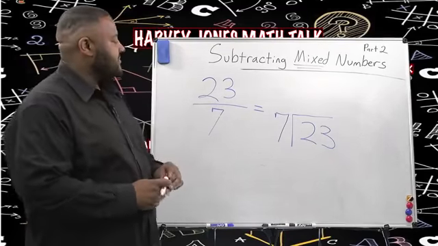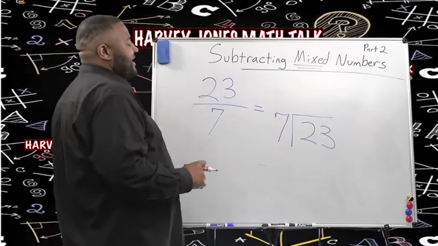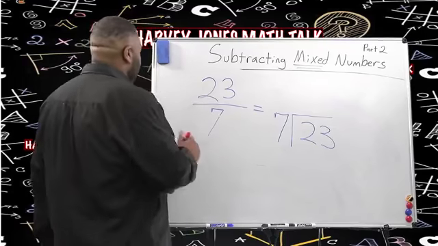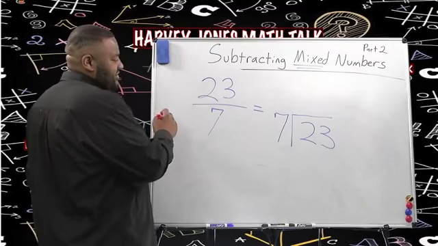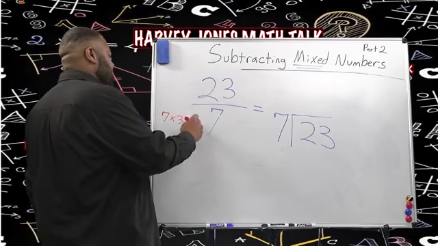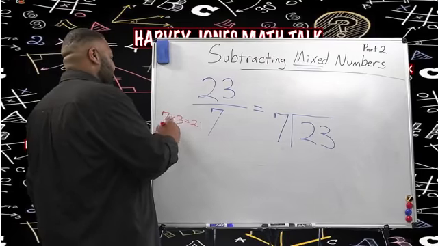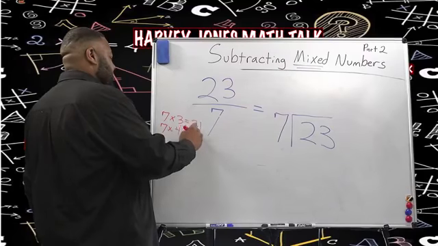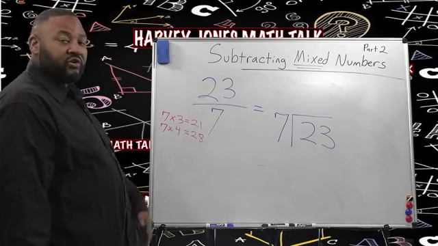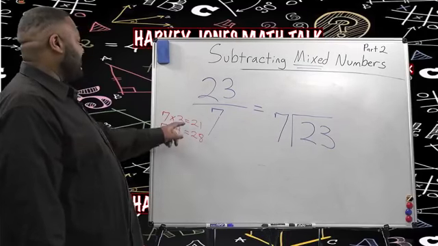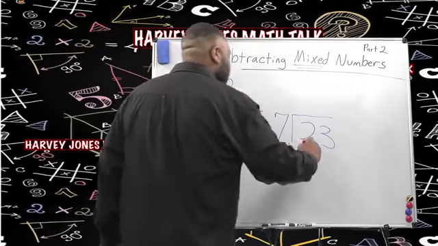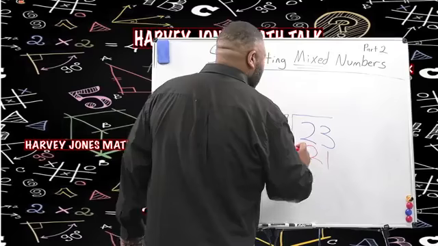Watch this. I know my 7s. I'm not going to start with 1. I know that 7 times 3 is 21. 7 times 4 is 28. Uh-oh, 28 has gone over. So what gave us our closest would be 21. All I'm doing is a shortcut with long division.